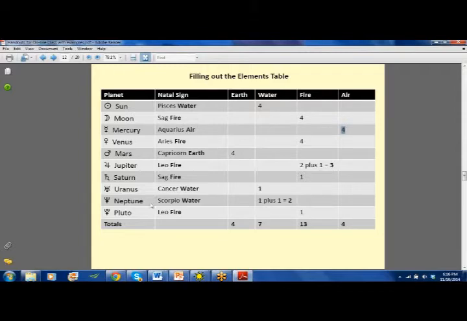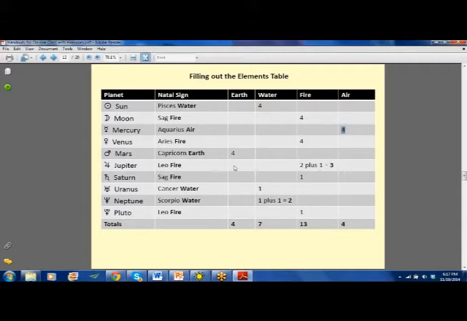And then the only other planet I did that with was Neptune, because Neptune's natural element is water. It most relates to Pisces. And I have Neptune in Scorpio, so I got 1 point for it being in water and another point for it being in the element of water, so that was a total of 2 points.